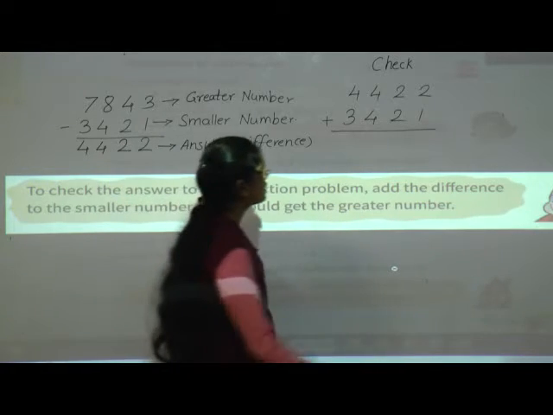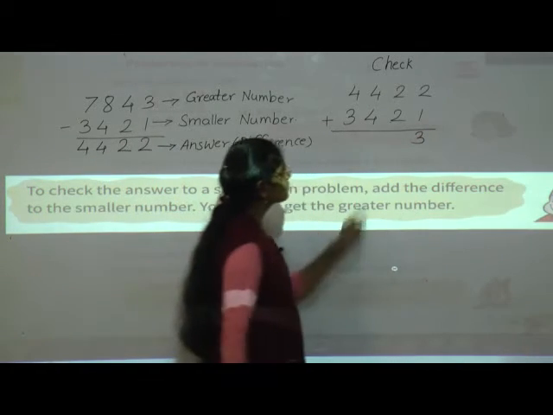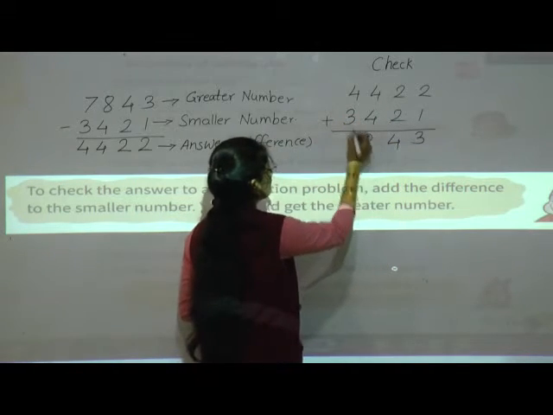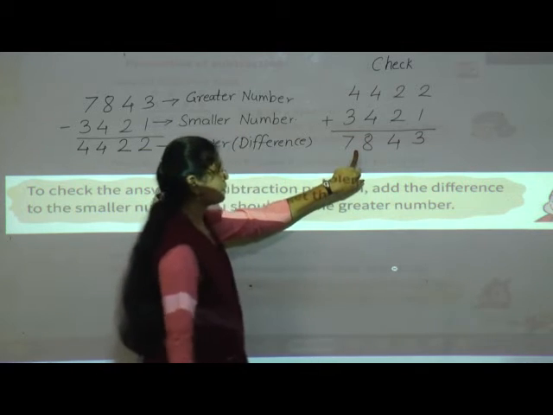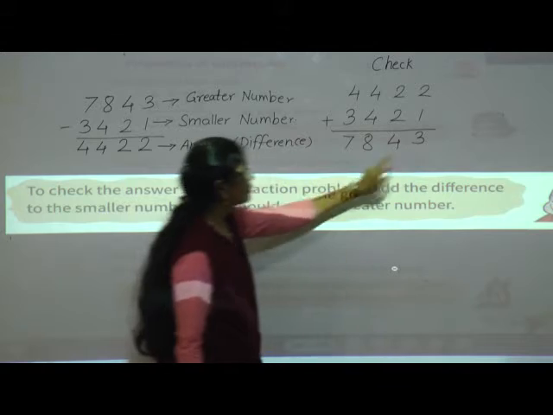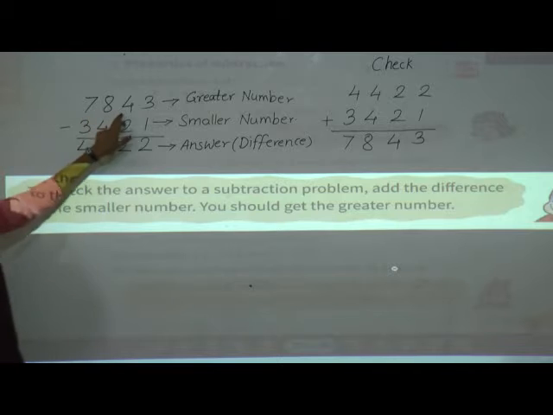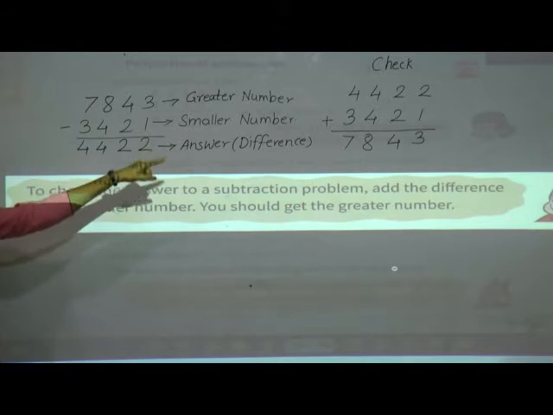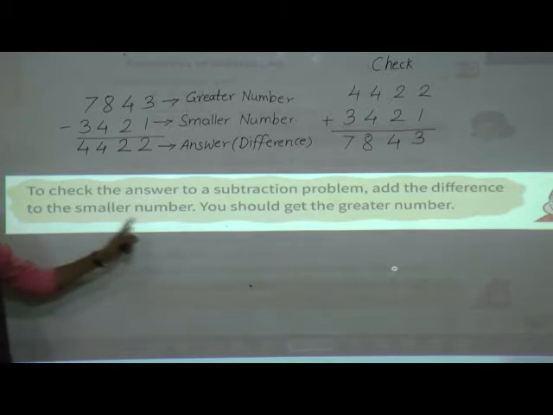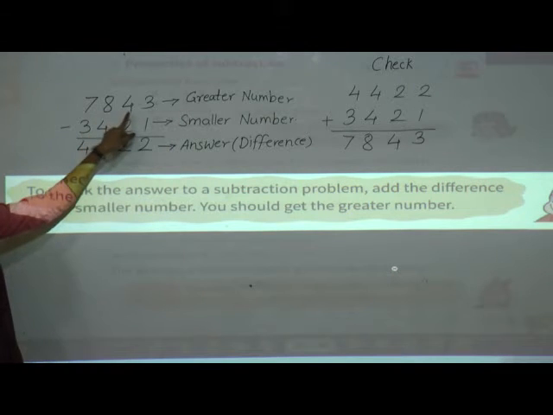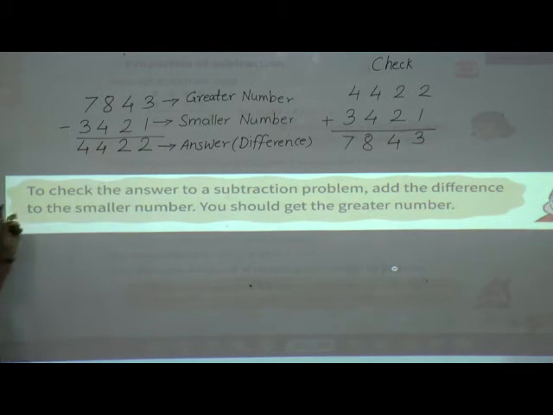Okay. Now we will do the addition. 2 plus 1, 3. 2 plus 2, 4. 4 plus 4, 8. And 4 plus 3, 7. See the number, 7843. That number and this greater number, it should be same, 7843. If we add the difference and the smaller number, then we should get the greater number. See the number, 7843. So in this way, we can check our answer. After subtraction, we can check our answer by addition. Okay.